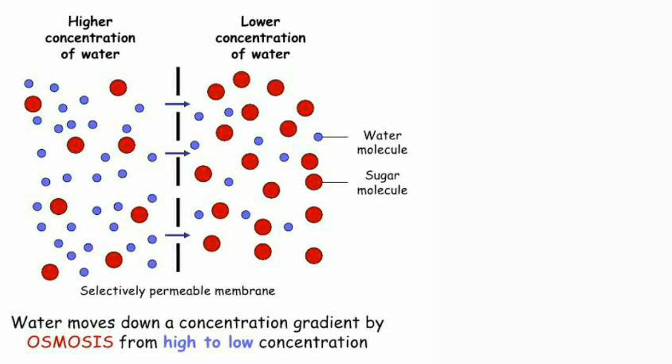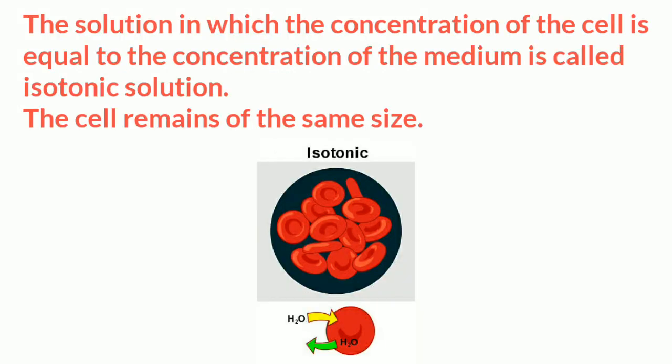Osmosis is seen in plants. By osmosis, water moves from the soil into the plant through the roots. As there is a high water concentration in the soil, water moves from the soil into the plant which has a low water concentration. Now we are going to discuss the types of solutions.